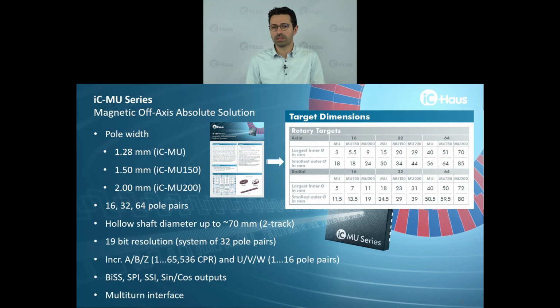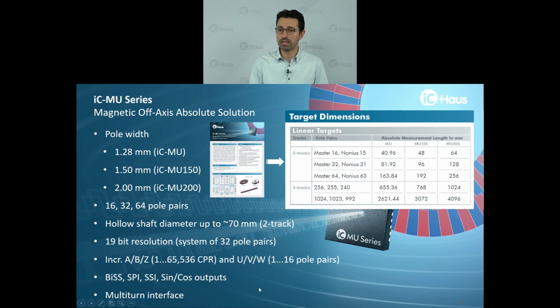And I drew here a table from our product flyer. For example, you can see when we start with the iC-MU, we have a largest inner diameter of 3 mm with the smallest size of magnetic code wheel. And we end up with MU200 with 70 mm. And of course, when we talk about different diameters for rotary magnetic code wheels, when we go to linear, we have also different absolute measurement lengths.